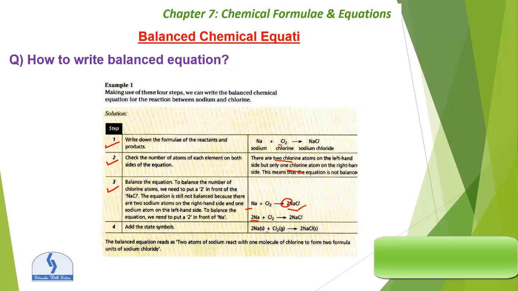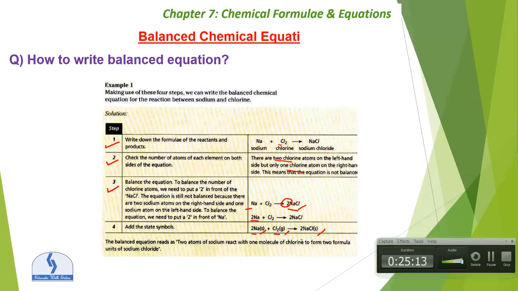As a state symbol, what is the physical state? Solid, liquid, gas. So chlorine is gas, sodium is solid, and sodium chloride is again solid. Sodium chloride is the solid that we use in our homes, right? So the balanced equation reads that 2 atoms of sodium react with 1 molecule of chlorine to form 2 formula units of sodium chloride. So this is how we write the balanced chemical equation, right?